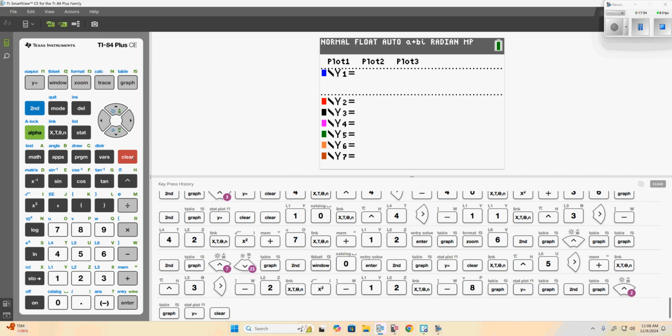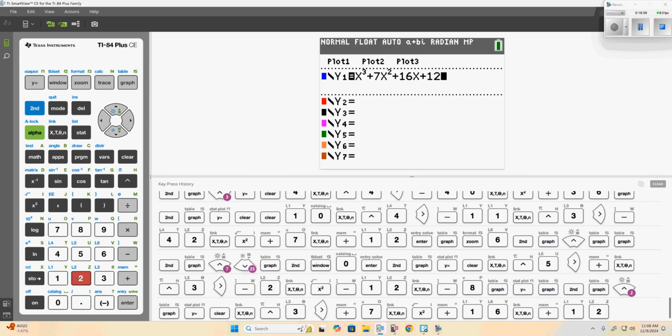Oh yeah, this one as well. Yep. Clear, or X to the third plus 7x squared plus 16x plus 12.